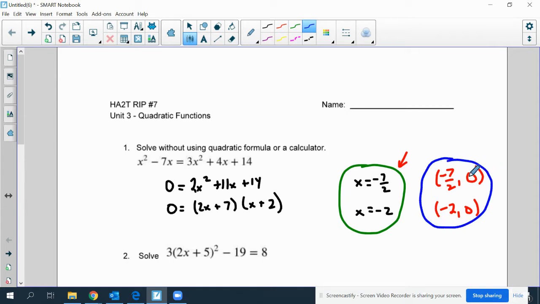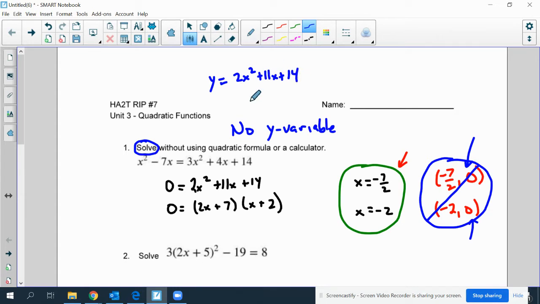You cannot write the answers as an ordered pair because the question is asking us to solve. There is no y variable in the entire problem, so we can't determine what the y values are. So since that's the case, I can't put ordered pairs. When would I possibly put an ordered pair? If the problem was something like y equals 2x squared plus 11x plus 14, find the x-intercepts. That would be a question where we would write this as the answer. But since that's not the question, we cannot write that as the answer.